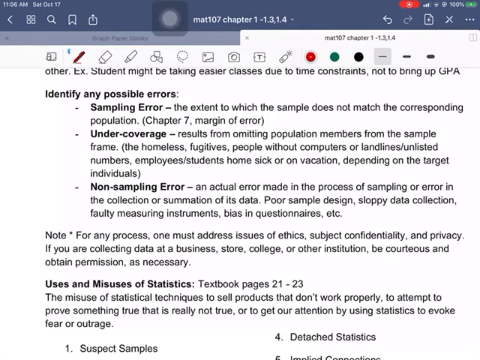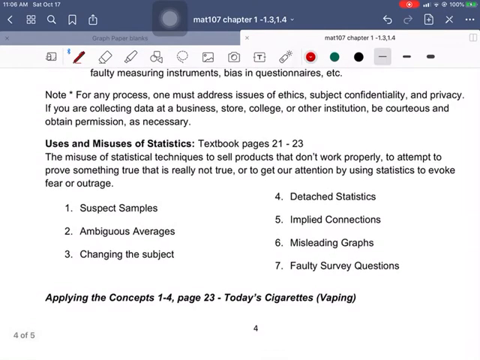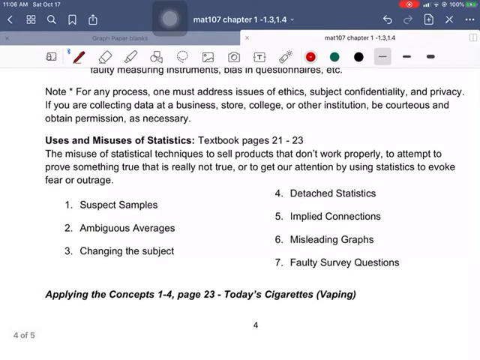Non-sampling errors: you added things wrong, you can't read your own writing, you wrote numbers backwards, you didn't sum them correctly, you were biased in your questions, poor sample design, that kind of thing. Remember, if you're ever doing a survey or asking questions, you need to obtain permission before you do that. Some people get really upset about that kind of thing.